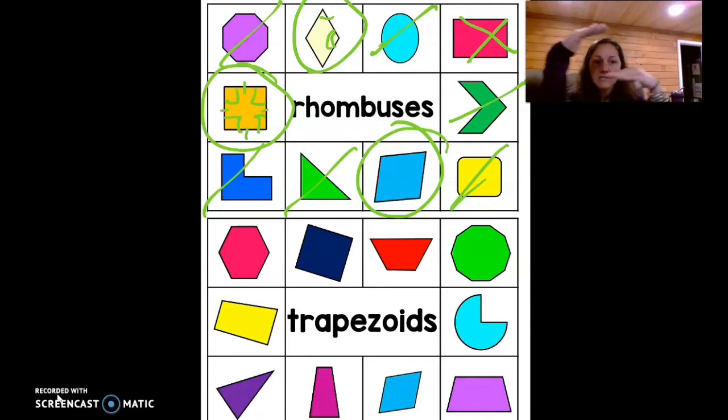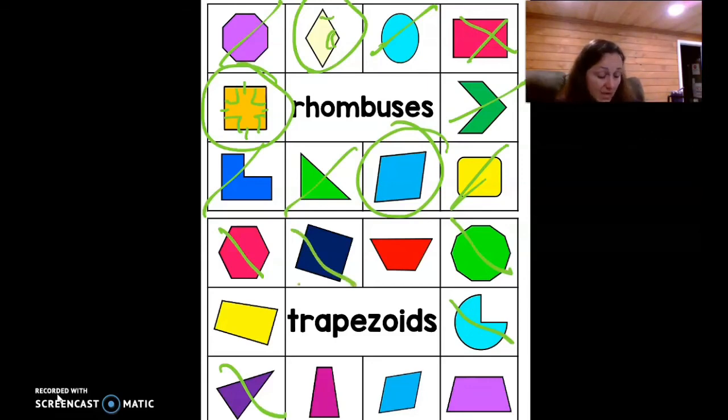All right, trapezoids. Trapezoids have 1 set of parallel lines, just 1. And they only have 4 sides. He's a quadrilateral. So I look right away. No way, Jose. That's pretty quick. A square. Could a square be a trapezoid? He's got 2 sets of parallel lines. So I'm going to say no.